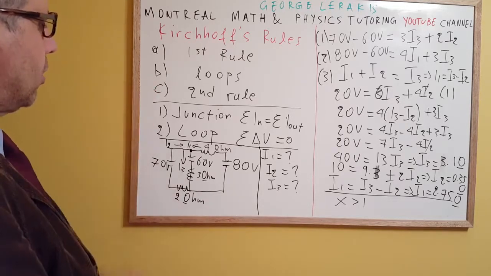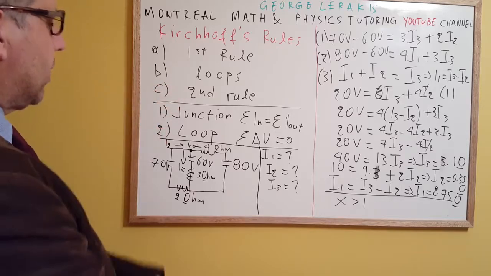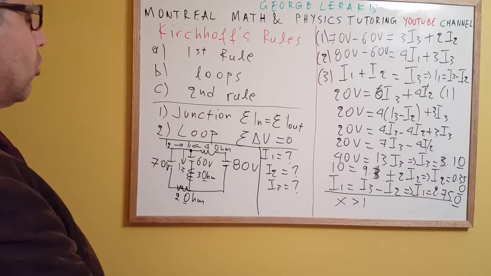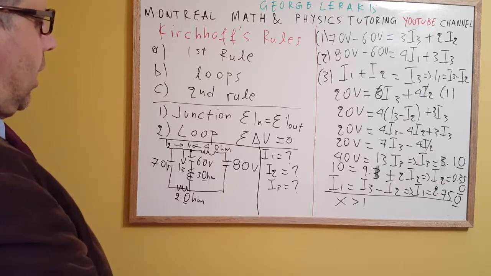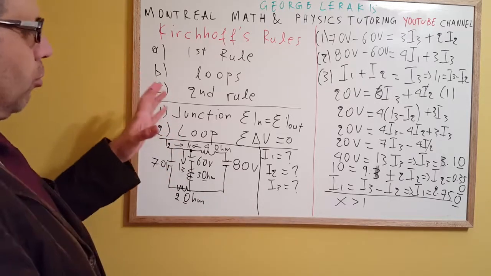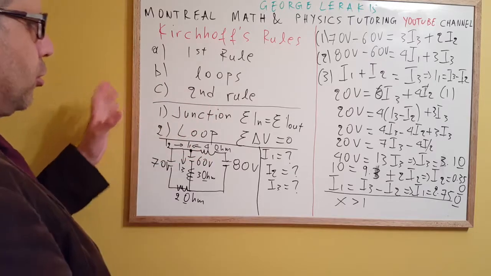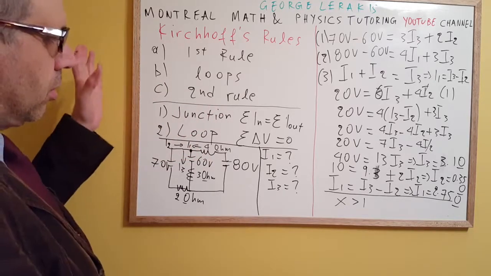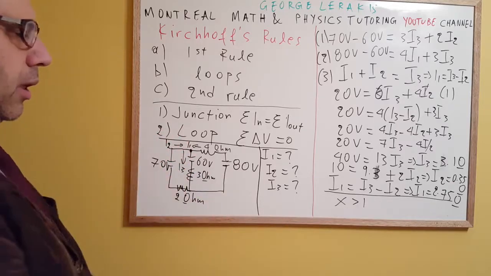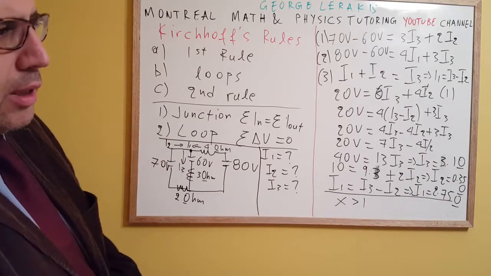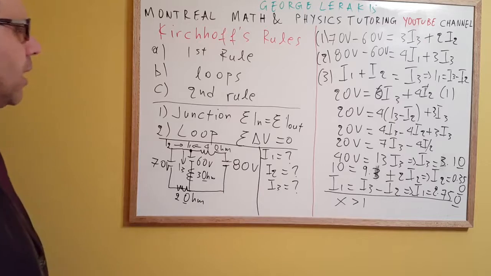And the third reason is they don't know how to apply the second rule of Kirchhoff, which has to do with the voltage, because they don't know what quantities to put on the one hand side of the equation and what on the other, and which one should be positive and which one will be negative.